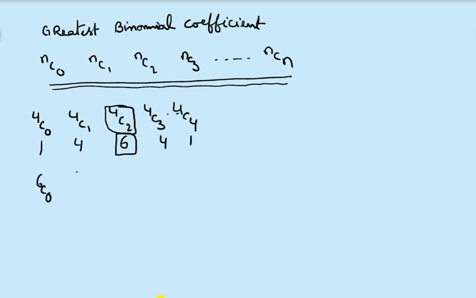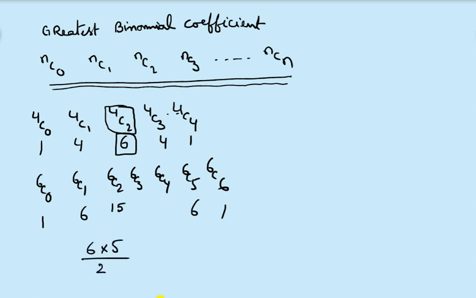Suppose you see 6C0, 6C1, 6C2, 6C3, 6C4, 6C5, 6C6. 6C0 and 6C6 value is 1, 6C1 and 6C5 value is 6. Now what about 6C2 value? 15, because you know 6 into 5 divided by 2!. So that's why you get 15. 6C4 also 15, whereas 6C3 is equal to 20. This is the greatest binomial coefficient among all these.